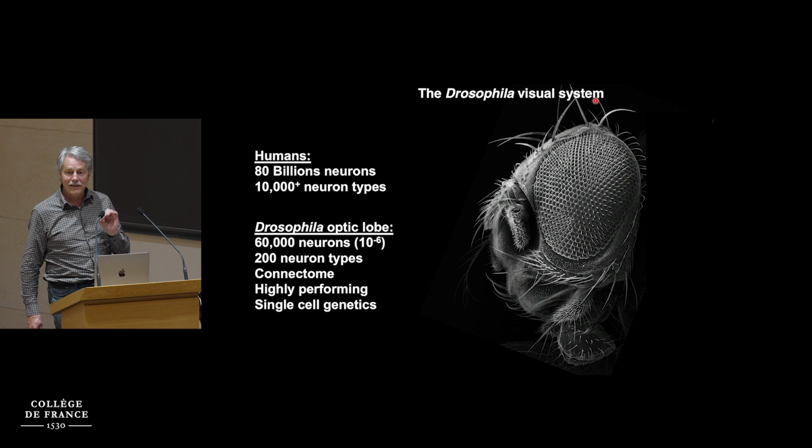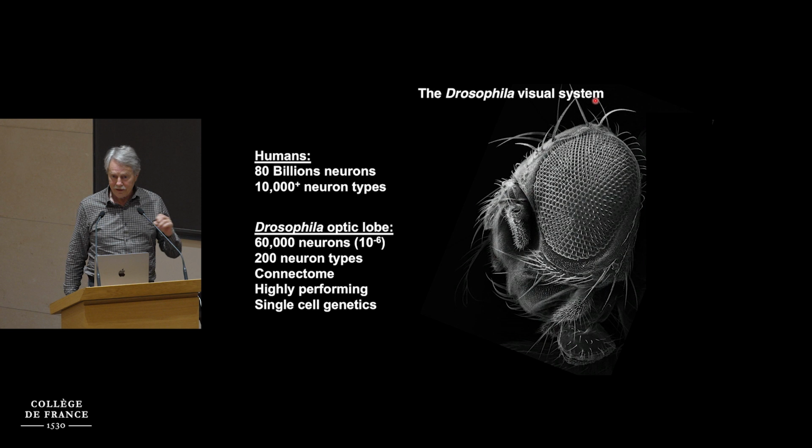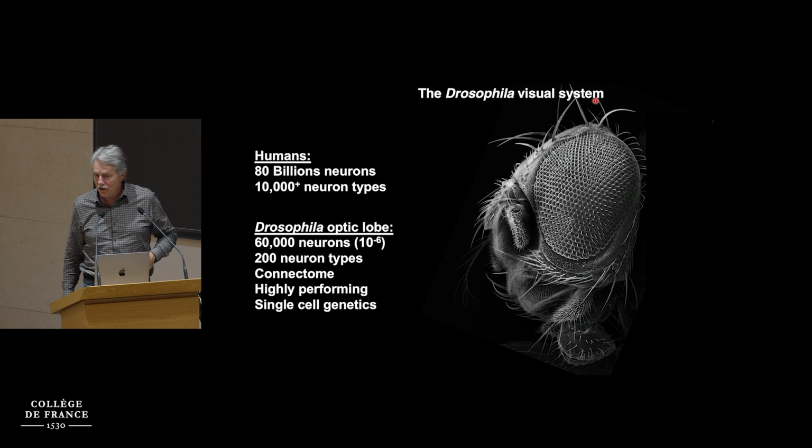On top of that, we know the connectome of those neurons, in the sense that we know in very precise detail what each one of those neurons connects to, thanks to the work from Janelia Farm. And in spite of there being only 60,000 neurons, which is a million times simpler than a human brain, they can do things that we cannot do. Flying, high-speed acrobatic flying, and you cannot catch a fly if you try.